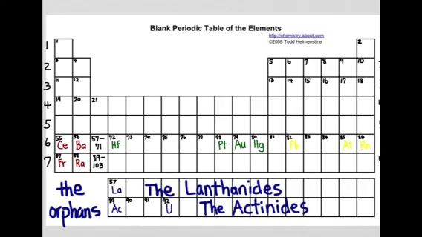The takeaway from this video is that the whole top row of the orphans are called the lanthanides, and they go in the periodic table right after element 56, barium, in row 6. And the bottom row of the orphans are called the actinides because the first one is actinium. And they go in the periodic table in row 7 right after radium. So we really don't need to call them the orphans anymore.